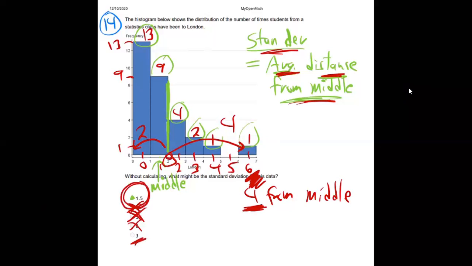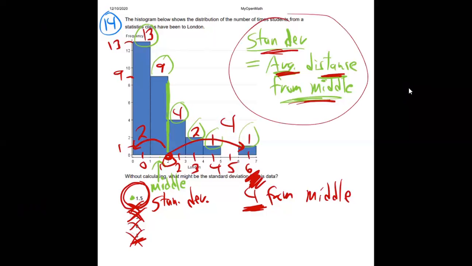The average person, if the middle's 2, if the average person's been 2 times, the standard deviation, which is average distance from the middle, is about 1.5. Or 1, you know, you don't have to be exact about this, but no way it's any of these other numbers. No way it's 3, 5, 6, 0. Those are crazy. So mainly this is a process of eliminating the crazy answers. So 1.5 is the only reasonable answer. If you know what standard deviation means, average distance from the middle, and the middle is about 1 or 2 times to London, so the average person is off of that by less than 2 on average. 1.5. There we go.